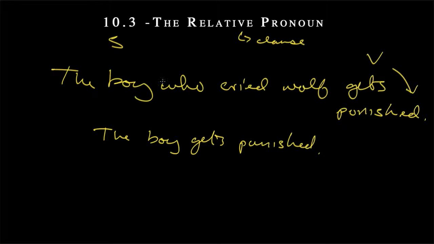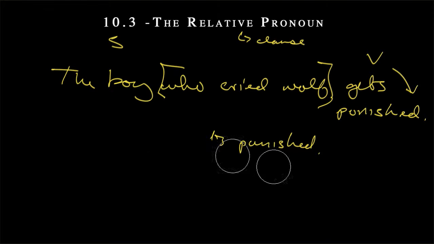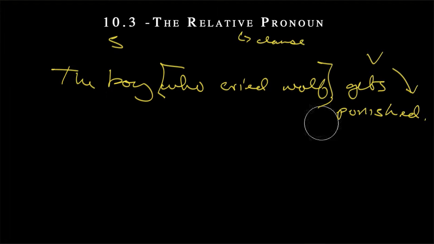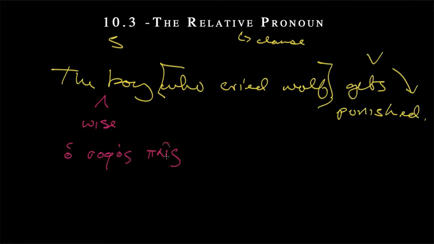So what we have here is this extra information, who cried wolf. We can bracket that off and we can completely excise it from the sentence. The boy gets punished. The basic meaning is clear, but we want to say, well, tell us more about this boy. Which boy gets punished? What's his characteristic? Before we could have said, well, the wise boy. We have said ho sophos pais in Greek, right?